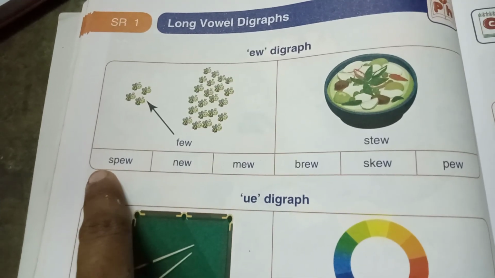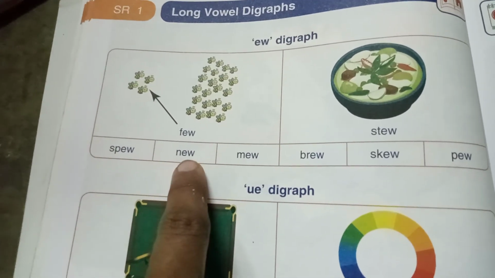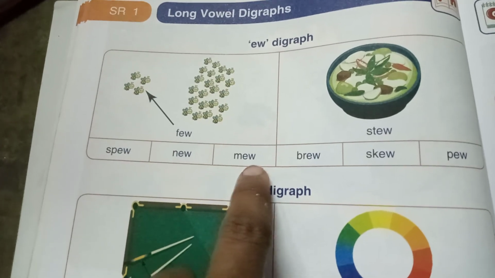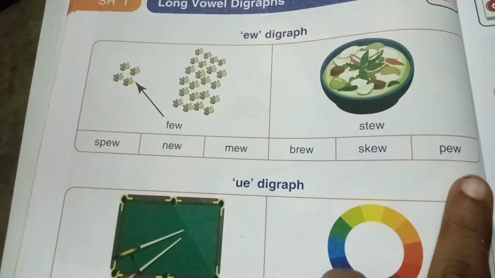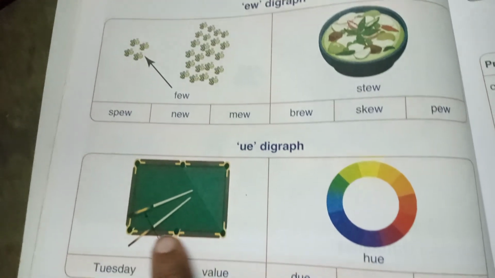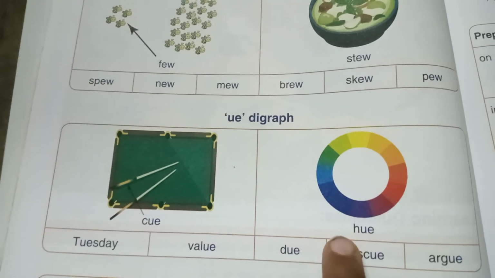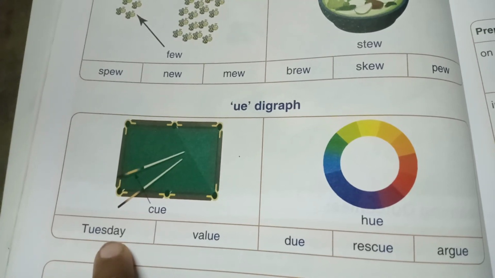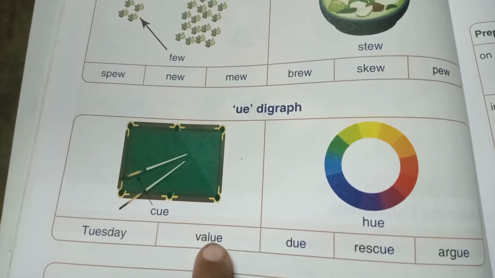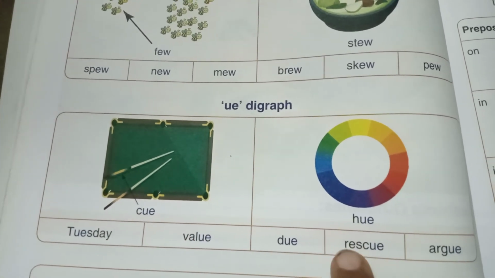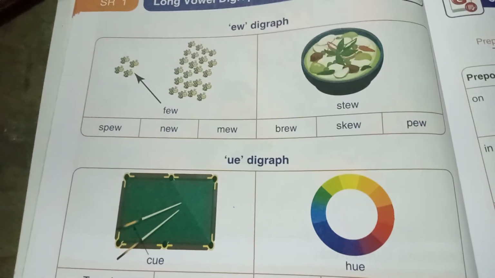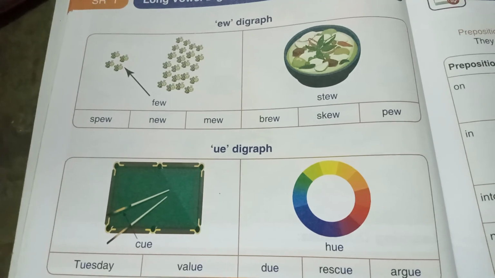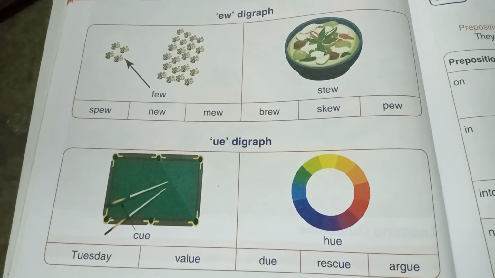Some more examples. Spew. New. Brew. Skew. Pew. Next, U as in cue. Hue. Tuesday. Value. Due. Rescue. Argue. Right? Great, my dear children. You have to pause the video. Just try it yourself.